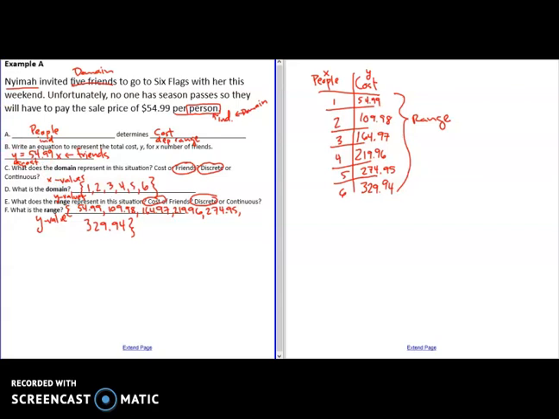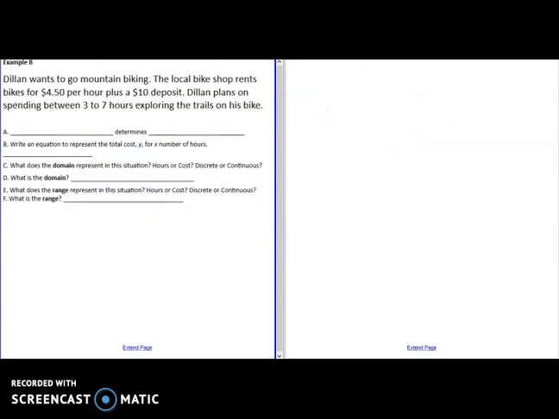Let's try it again. Here we go, round 2. Dylan wants to go mountain biking. The local bike shop rents bikes for $4.50 per hour, plus a $10 deposit. They want to make sure they get their money, guys. Okay, Dylan plans on spending between 3 to 7 hours exploring the trails on his bike.